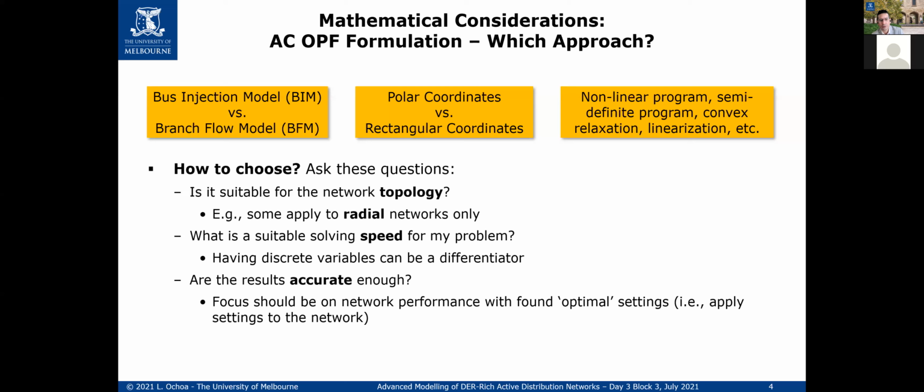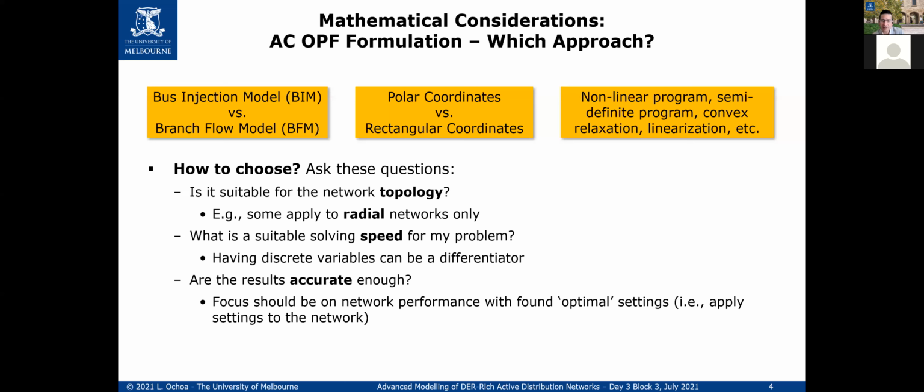So it really depends. Now, how do you choose them? Well, what is the most suitable one for your network? Some apply for radial networks only, as I mentioned. Some of them will apply for mesh networks as well. So do you want to have that? Well, if you don't have any single mesh network in your region, why would you bother? Just keep going with the formulations for radials. So what is the suitable speed that you're expecting? Some formulations will give you faster results, perhaps less accurate than others.